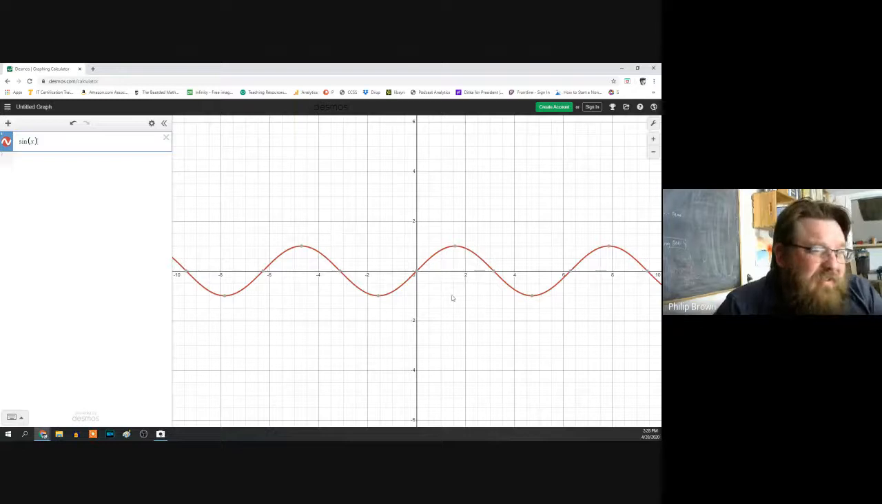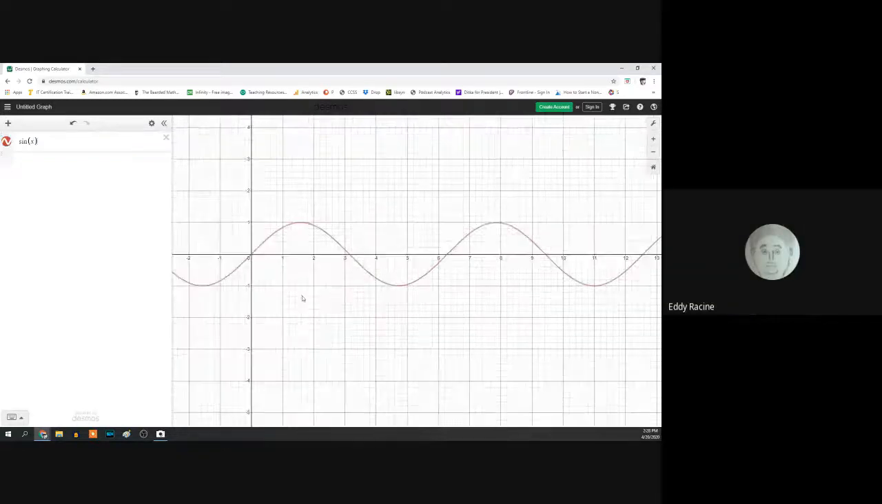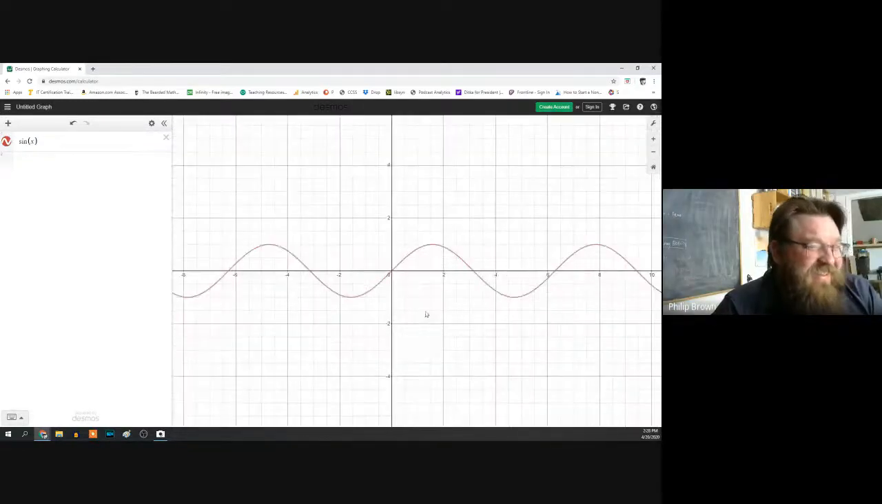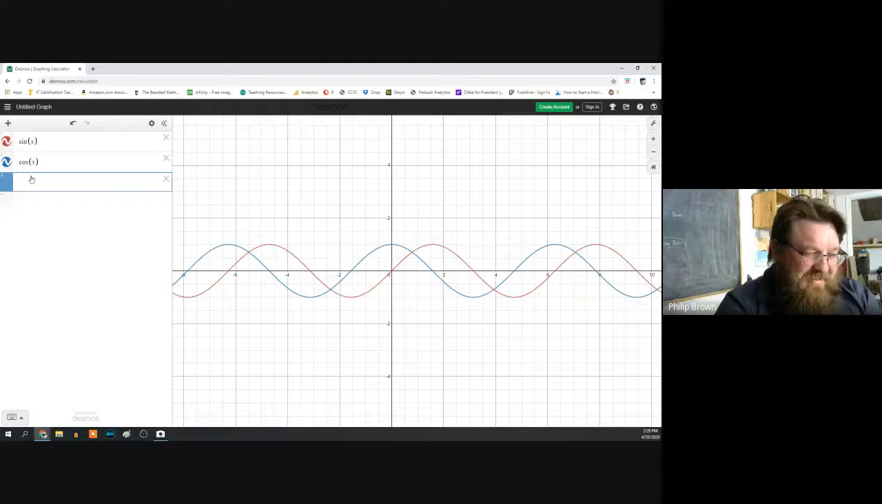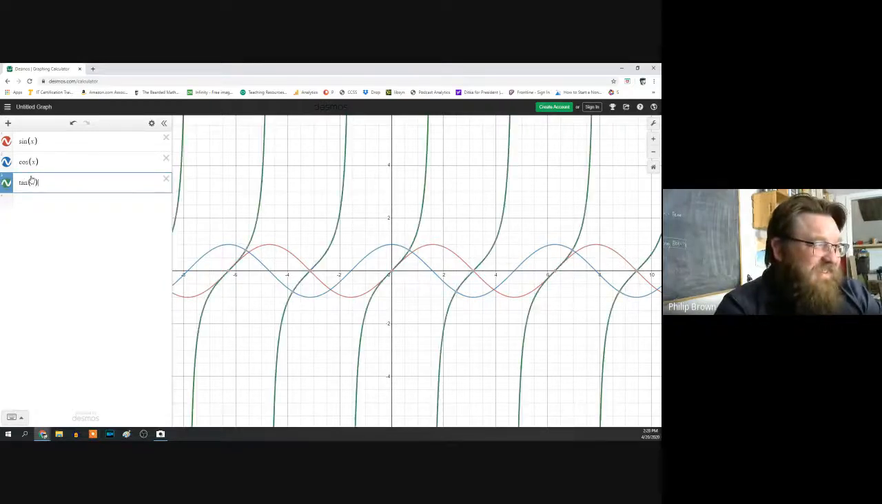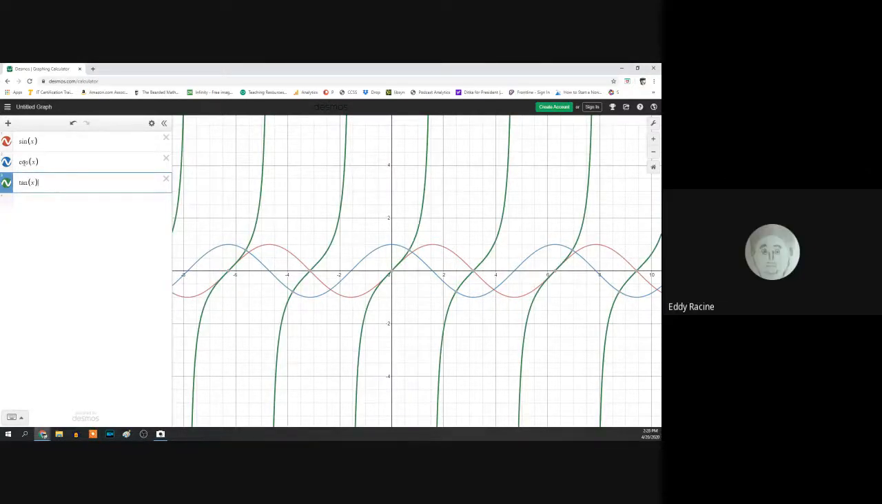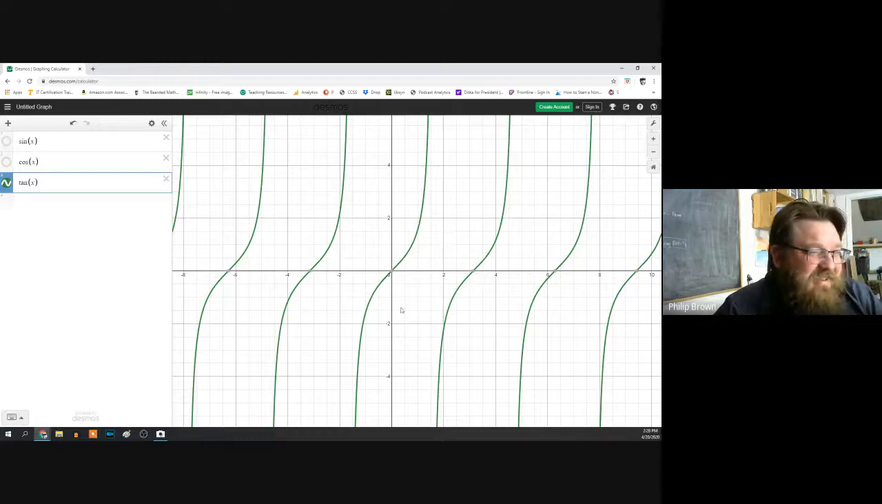So check this out. What the sine looks like. We're going to graph those pretty soon. Here's what cosine looks like. And here's tangent. Oh, yeah, tangent's funky. So we're going to be doing all that stuff.